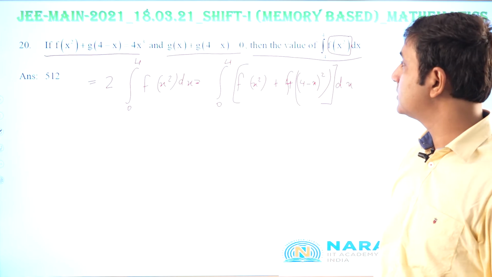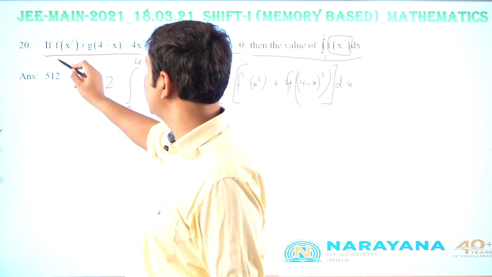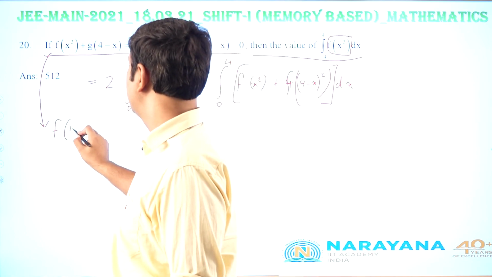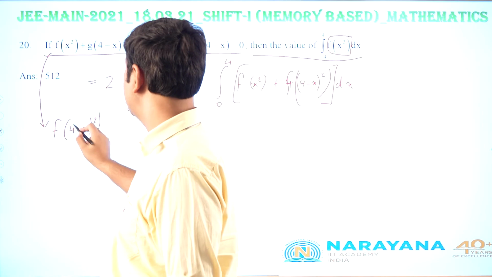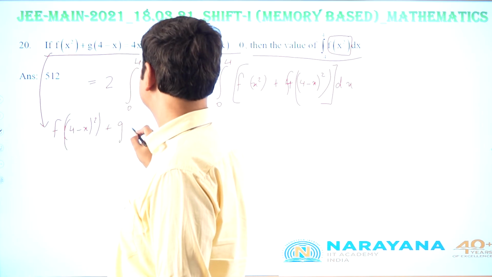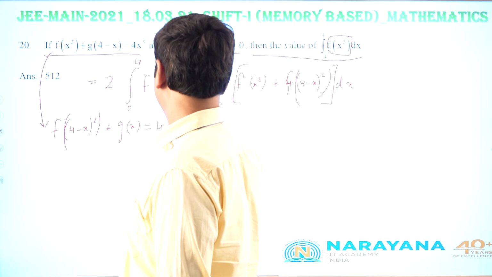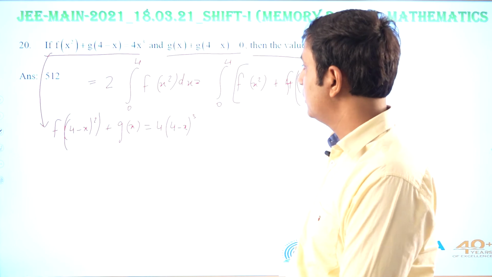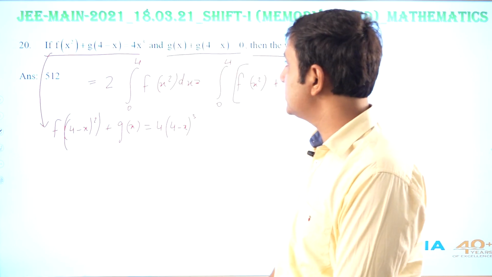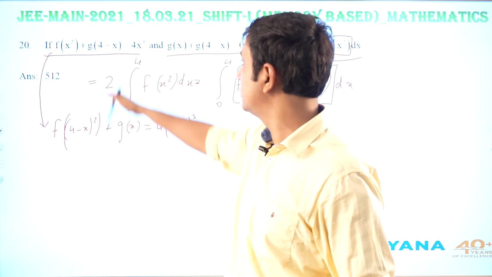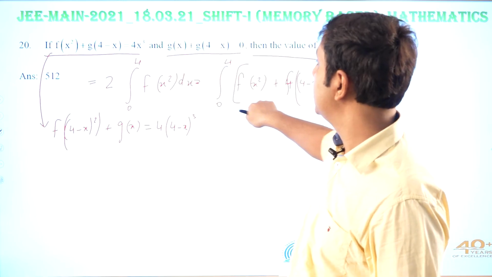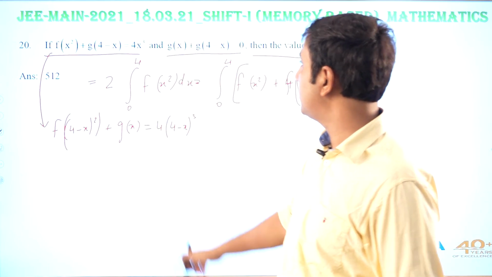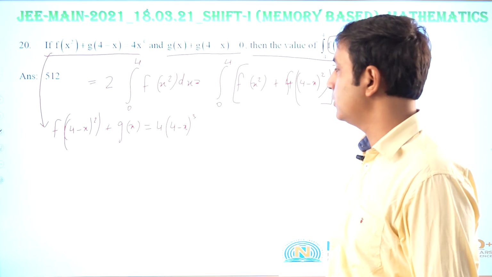And we will get the same result. From here, if in this relation we put 4 minus x whole square, we will get f of 4 minus x whole square plus g of x as 4 minus x whole cube. We'll add these. Notice f(x) square plus f of 4 minus x whole square we require. g(x) plus g(4 minus x) is 0, it will disappear. And it will come out to be x cube plus (4 minus x) whole cube.